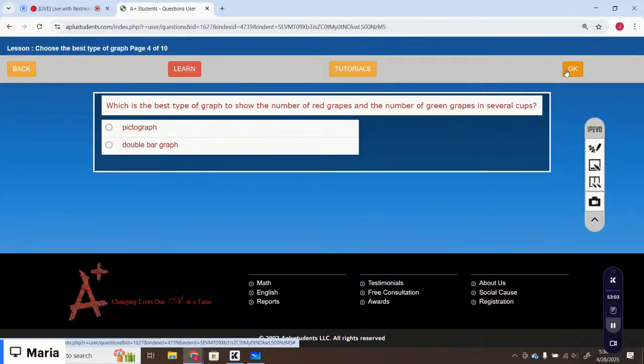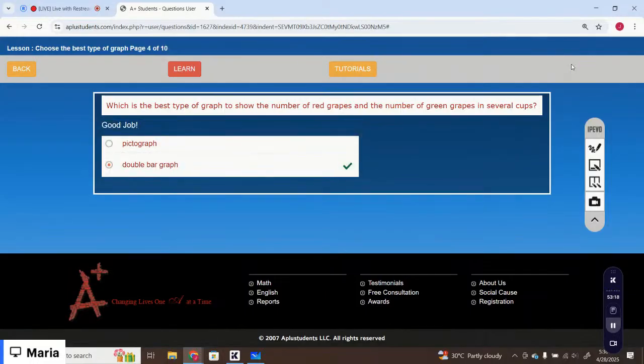Which is the best type of graph that shows the number of red grapes and the number of green grapes in several cups? So you are going to represent two things on the graph, right? Then you can use the double bar graph. Option number two is the correct option.